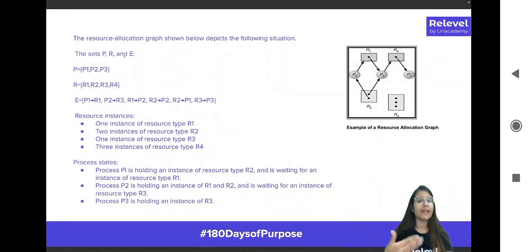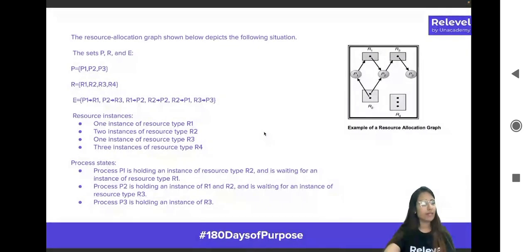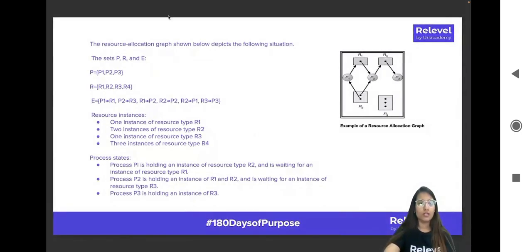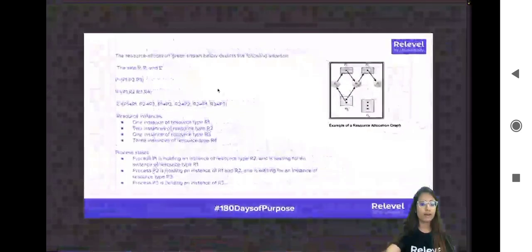And again, like I just told you, what are the process states? Process P1 is holding an instance of R2, and it is also waiting for resource R1. Coming to process 2, P2 is holding a resource of R1 and R2 and requesting R3. Whereas process P3 is holding an instance of R3. Correct? That's the overall idea. Now here, what you will notice is, let's go back.